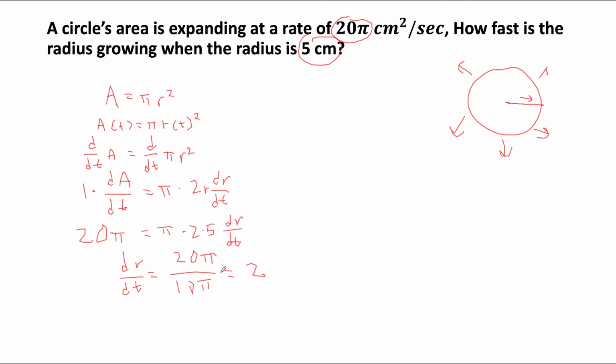Now what are the units here? Because units are very important in word problems, always. So the way we do this is it's the derivative of r with respect to time, r over t. Units of r are centimeters, over units of time are seconds. So the final answer is 2 centimeters per second.